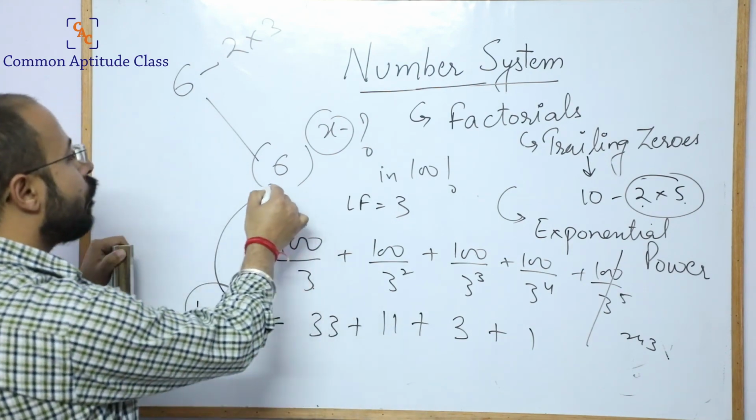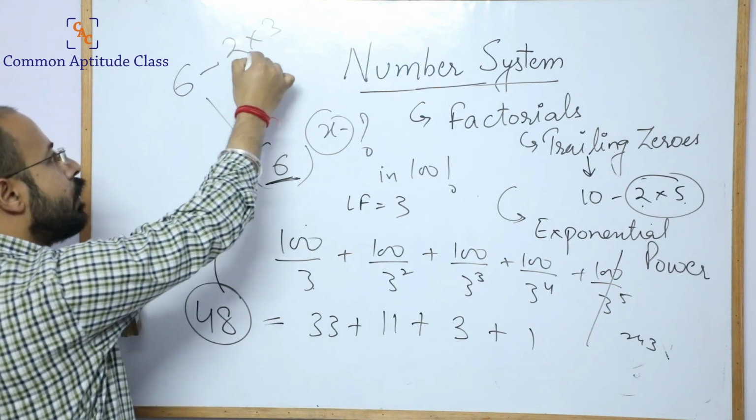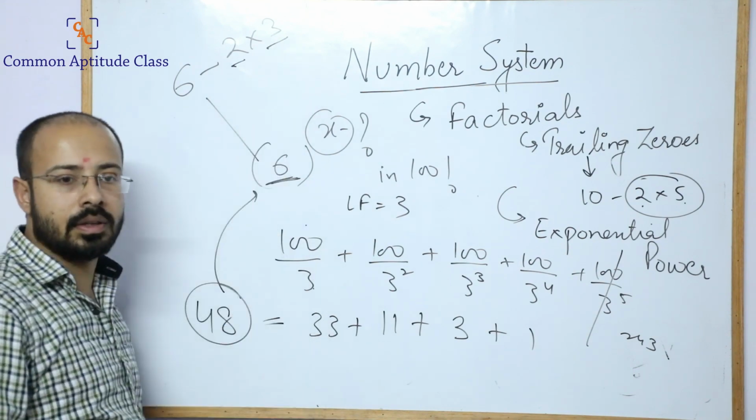Why? To form one 6, I need one 2 and one 3. So I solve in this way.